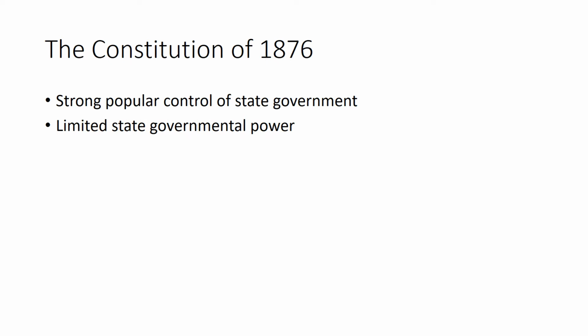Limited state governmental power was the next subject area. What this did is executive powers would be diffused, meaning they would be spread out among several executive office holders. The legislature would only be part-time and would meet biennially, meaning every other year. Legislators' salaries were lowered. The judicial branch would be elected rather than appointed, and finally, government actions were limited by the Constitution.